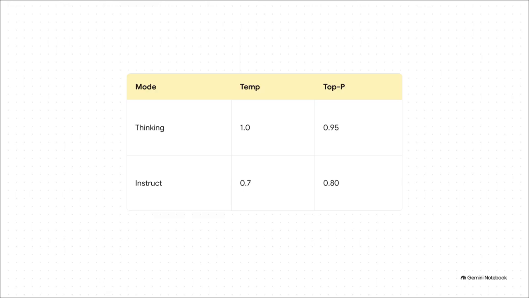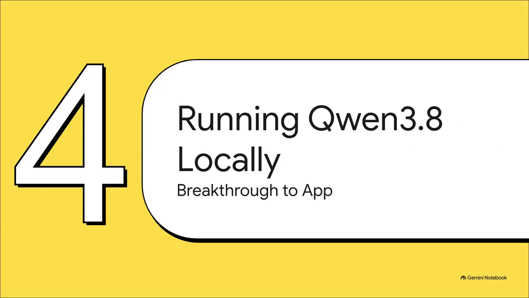But if you switch it to instruct mode for simple, direct tasks, the settings drop to 0.7 and 0.80, forcing it to be precise and highly focused. It's an AI that actually shifts gears based on the mental effort required. All right, Section 4, running Qwen 3.8 locally, from breakthrough to application.